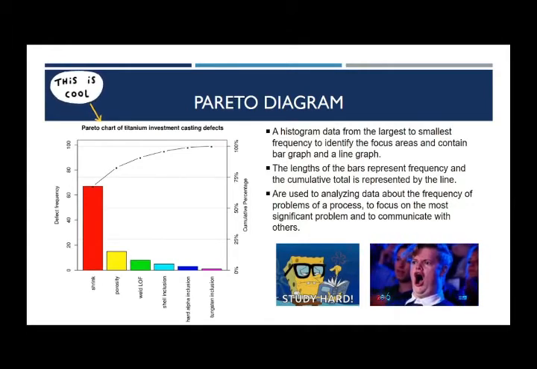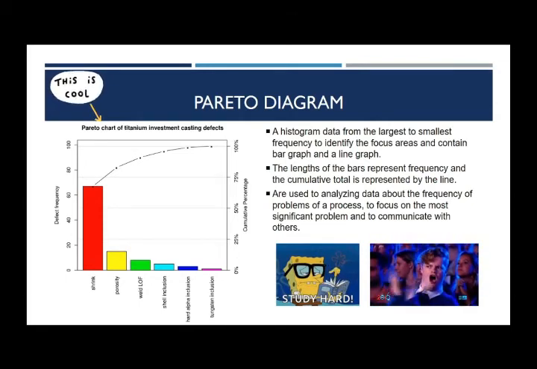A Pareto diagram is a histogram with data ordered from the largest to the smallest frequency to identify the focus areas, and contains a bar graph and a line graph. The length of the bars represents frequency, and the cumulative total is represented by the line graph.